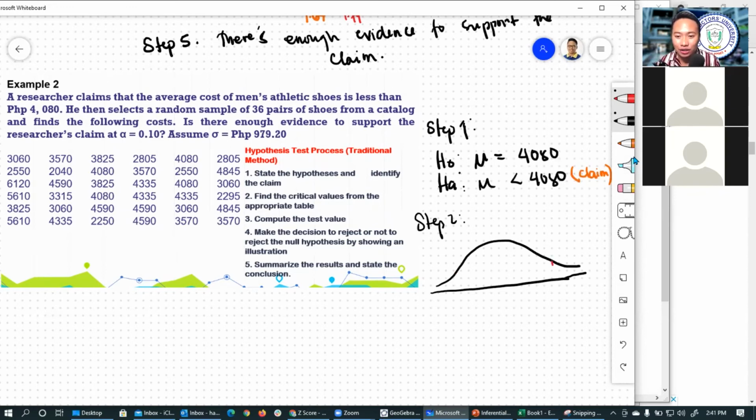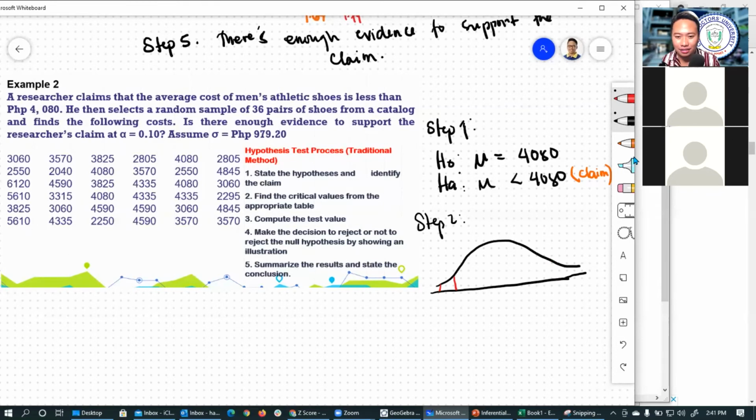So in the event that your answer here is correct, less than, however, you showed me an answer or illustration doing this, I'm going to be tagged it as wrong because it wouldn't make sense. Imong alternative hypothesis is less than, but your critical value is on the right. So there's something wrong with it. Dili siya mo coincide, dili siya mo make sense. So make sure ana nga masakto gyud hang step 2.